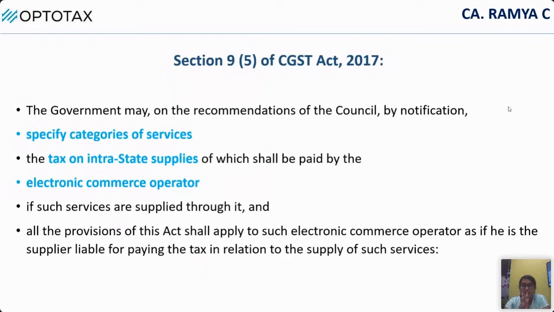Please don't confuse it, because in the service tax era, they had brought this e-commerce operator into the same RCM notification. But in GST, it is not RCM. The e-commerce operator is a separate transaction. Right, Gowda sir, it doesn't matter whether the dealer is registered or not. Section 9(5) is not RCM.